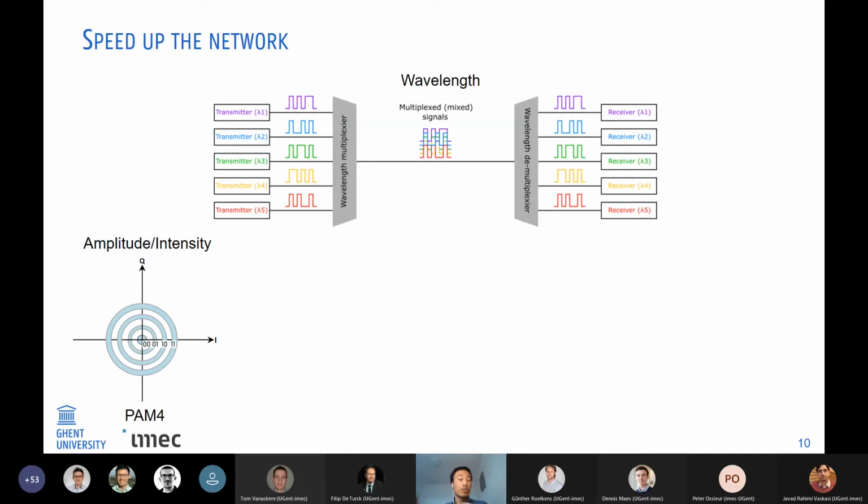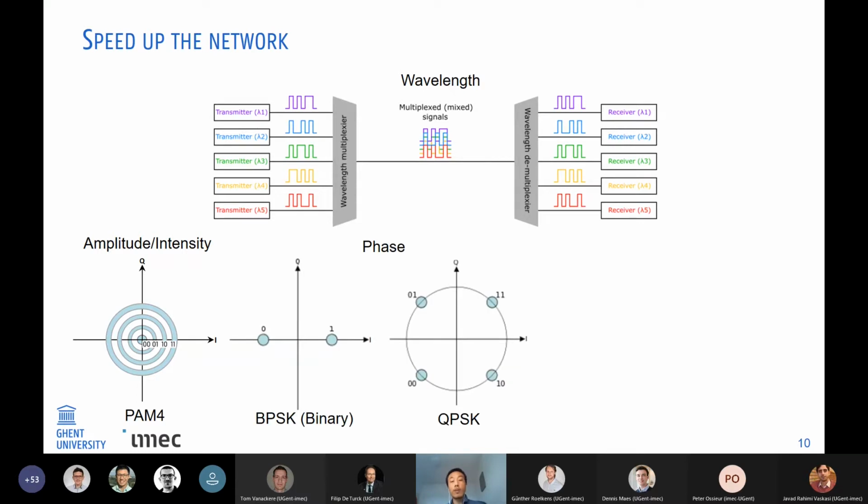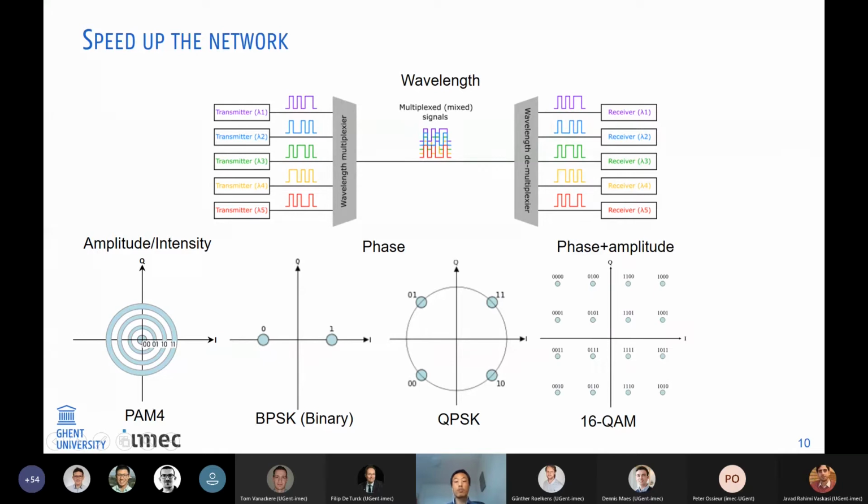And again, we can modulate the amplitude in multiple levels. It's not just 0, 1, but can be 4 levels or even 8 levels. And then we can modulate phase. For example, 180-degree or 90-degree differences, and even more. We can combine the phase modulation and amplitude modulation. And again, we can add the polarization.